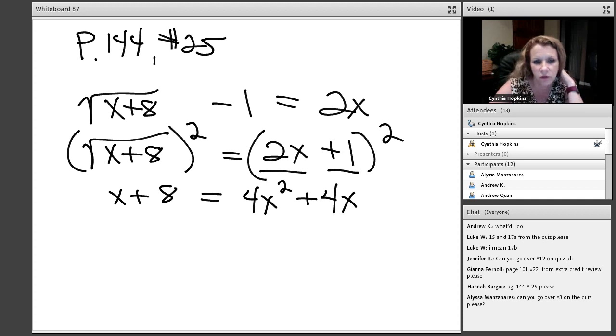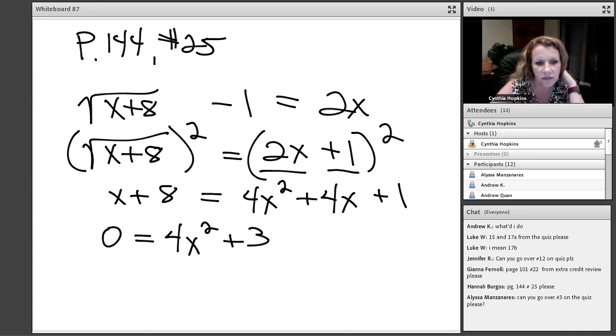And then to get my third term, I just square the positive 1, and that's positive 1. Okay, so I have a quadratic equation. I want my equation to equal 0, so I'm going to leave my 4x squared on this right side. I'm going to subtract x from both sides, so I get plus 3x, and then I'm going to subtract 8, so I get negative 7.